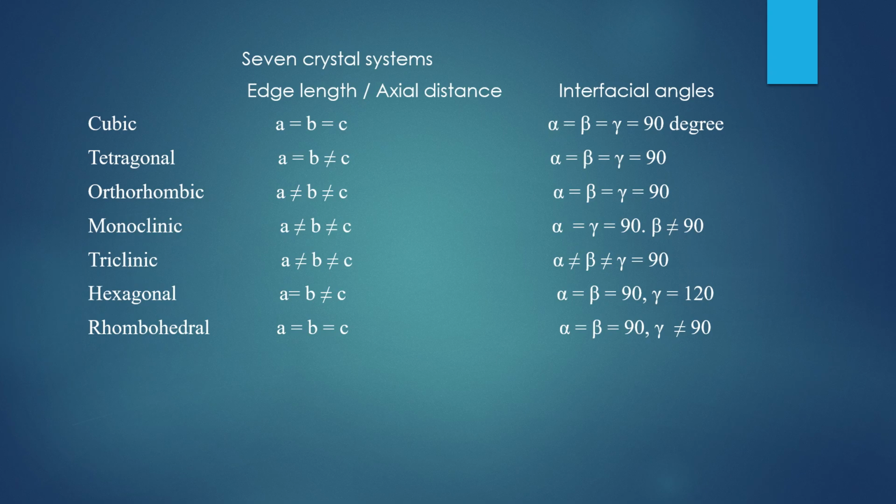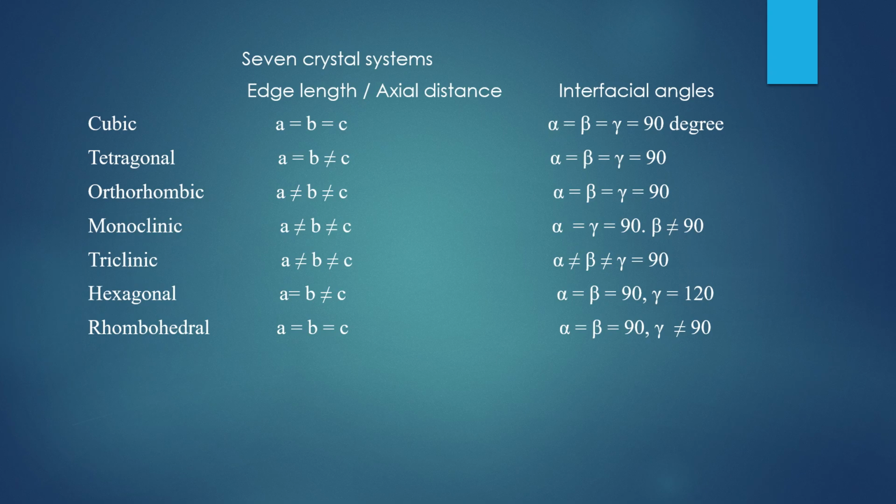Fourth one, monoclinic system. Axial distances are A is not equal to B is not equal to C. Interfacial angles alpha equals gamma, which is equal to 90 degrees, and beta is not equal to 90 degrees. All sides are unequal. Only one angle, that is beta, is not 90 degrees.